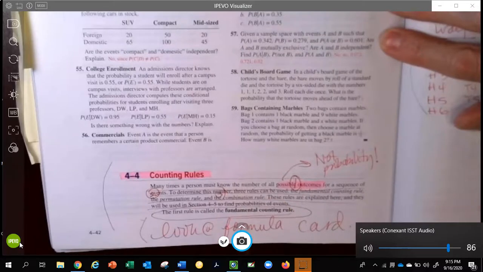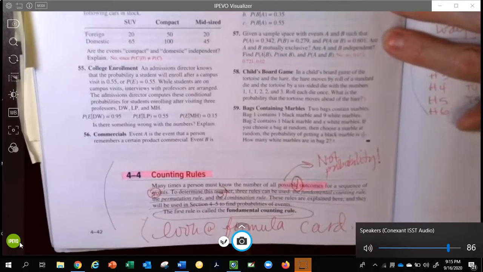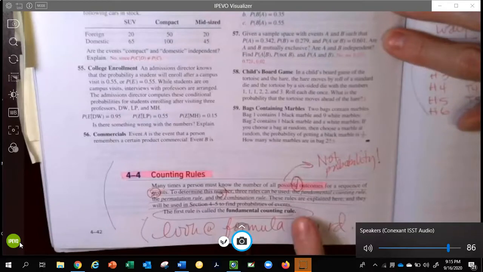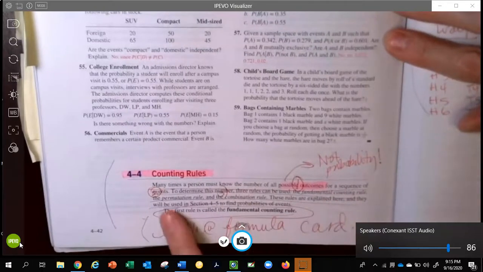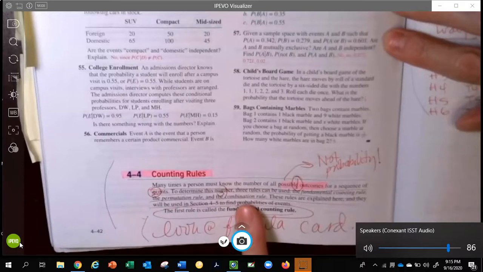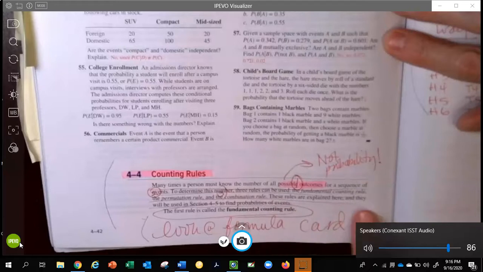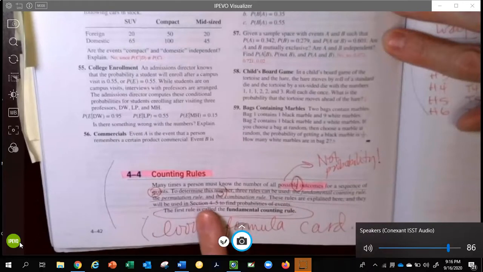If you're using flashcards or using just a glossary page, whatever you're using, I would go ahead and jot down fundamental counting rule, the permutation rule, and the combination rule. That is this section. It's a pretty full section. And these rules are going to be explained, and then they're going to be used in depth in Chapter 4, Section 5 for the probability of events.